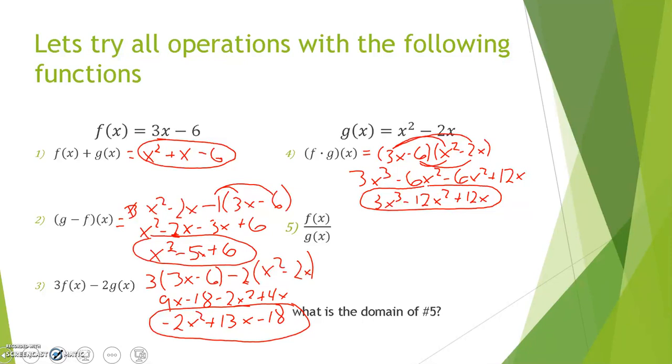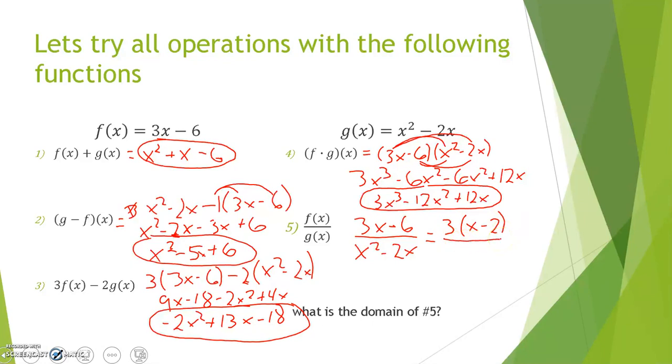I'm going to have f of x, which is 3x minus 6, over g of x, which is x squared minus 2x. And really what I want to do here is see if anything can be simplified. And so hopefully you remember a little bit about factoring. I can take the numerator and I can actually factor a 3 out. 3 times x minus 2 gives me 3x minus 6. So I'm just factoring a 3 out of that expression.